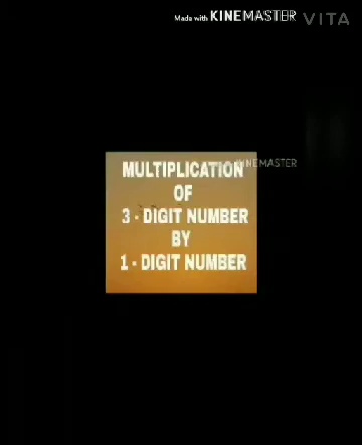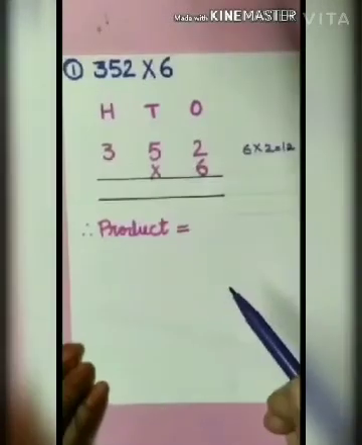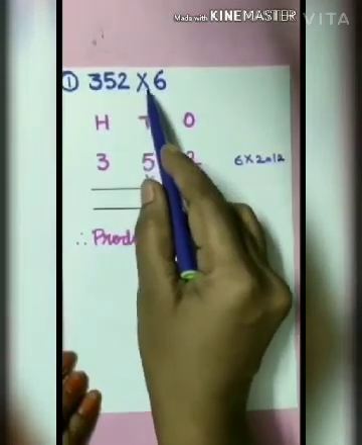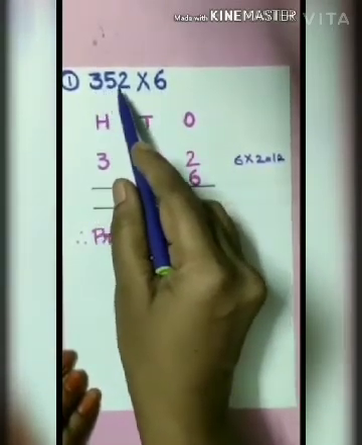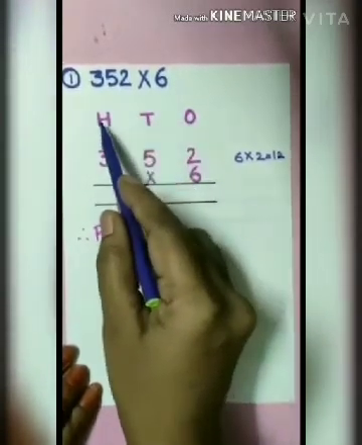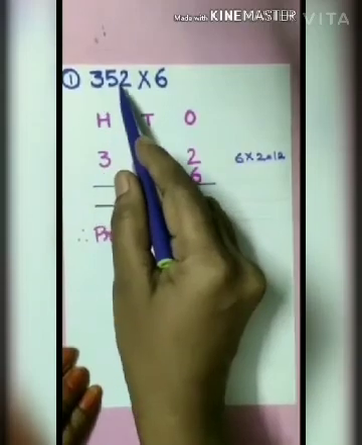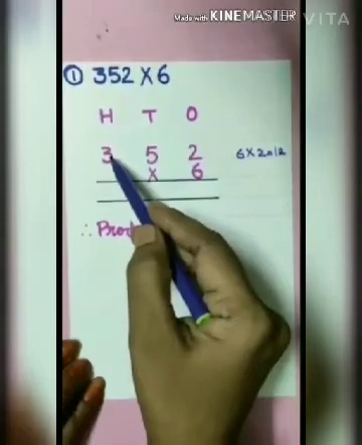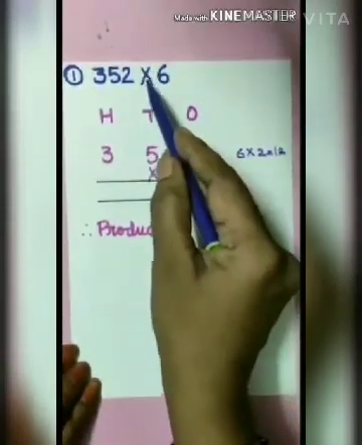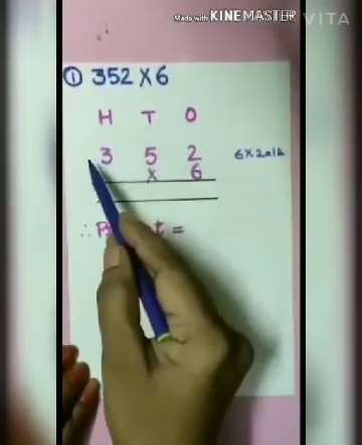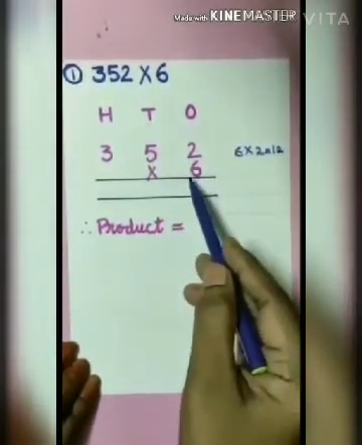Now let us learn multiplication of a 3-digit number by a 1-digit number. Let us find out the product of 352 by 6. Here 352 is a 3-digit number. There are 3 columns: ones, tens, hundreds. Let us arrange this number. 2 in ones column, 5 in tens column, 3 in hundreds column. Here we are multiplying by 6, so write into 6. 352 is called multiplicand, 6 is called multiplier.